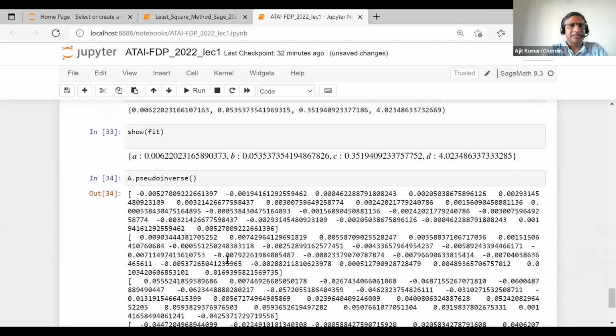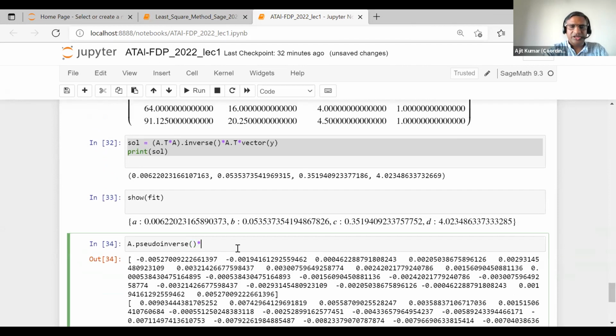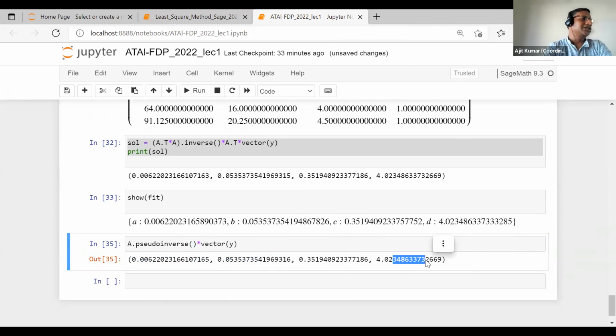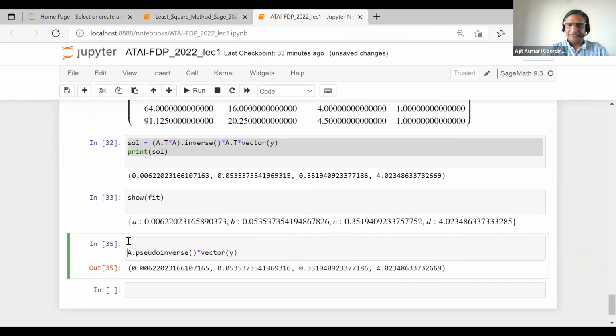Of course, it looks ugly at present, but what was the solution? This into Y. So vector I will say, and let us look at this. See that this is my value of A, this is the value of B, this is the value of C, the value of D. So that's exactly what you got as least square. Okay, this is using the generalized inverse.